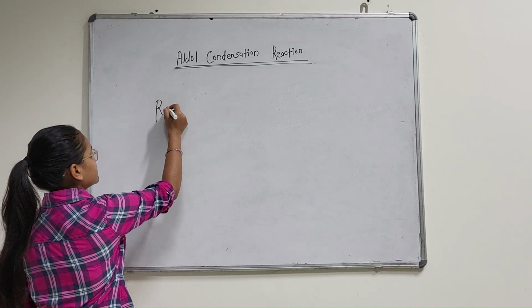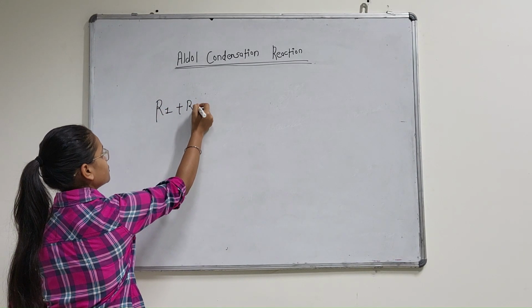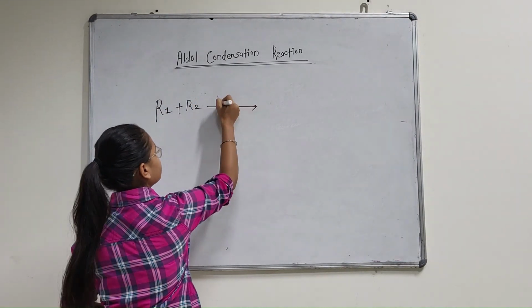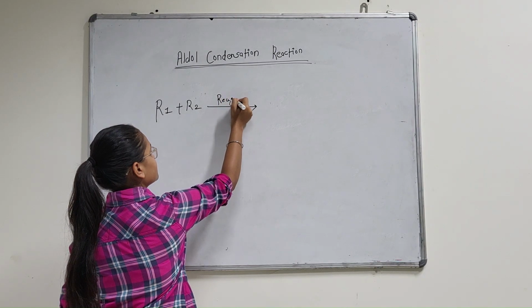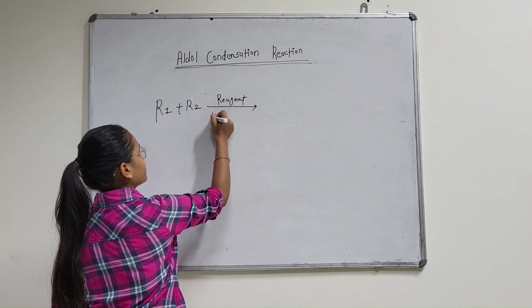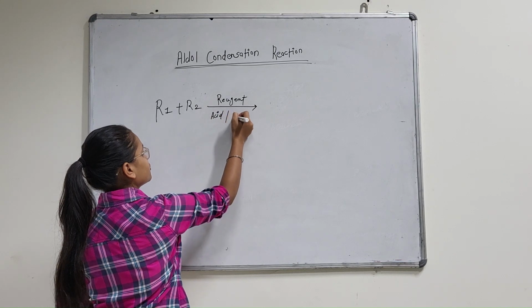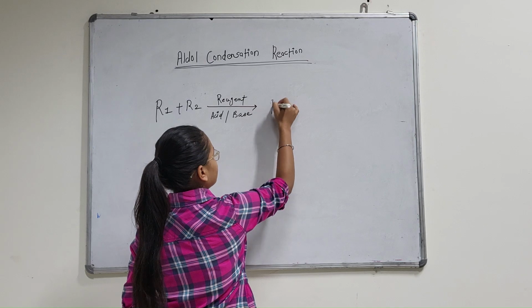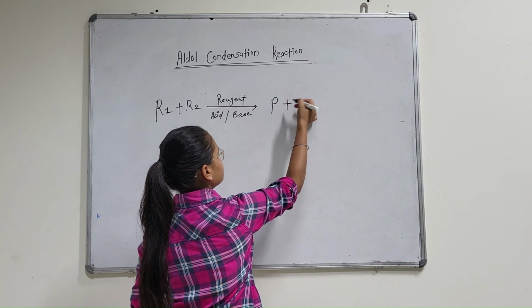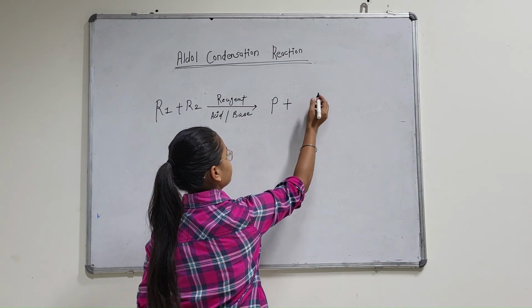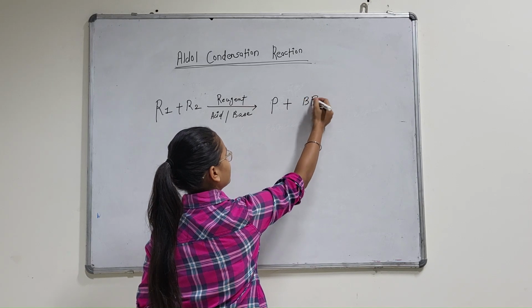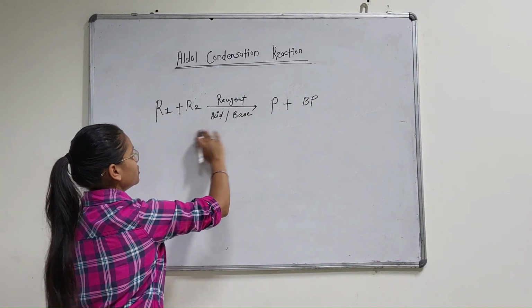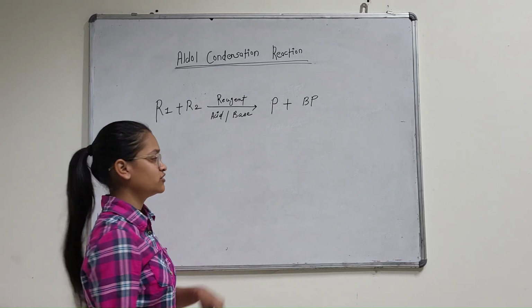So it's like this: R1, R2, having some reagent. It may be acid or it may be base, depending on the type of reaction and the condition of the reactant, and it will give us our product. And in some reactions we also get a byproduct. So this is the common scenario which also applies to the Aldol condensation reaction.